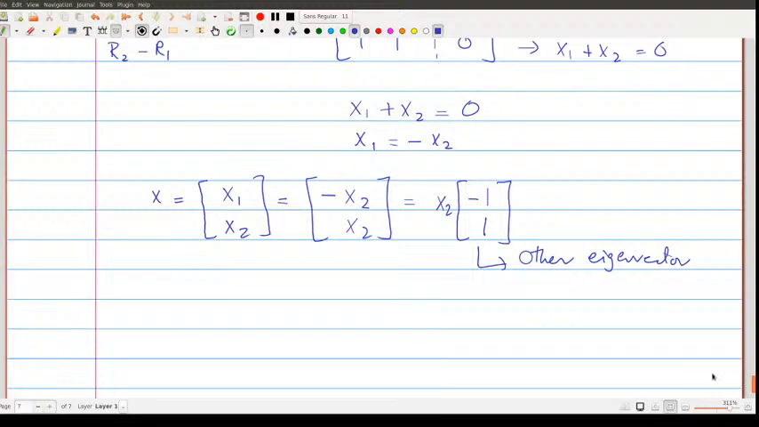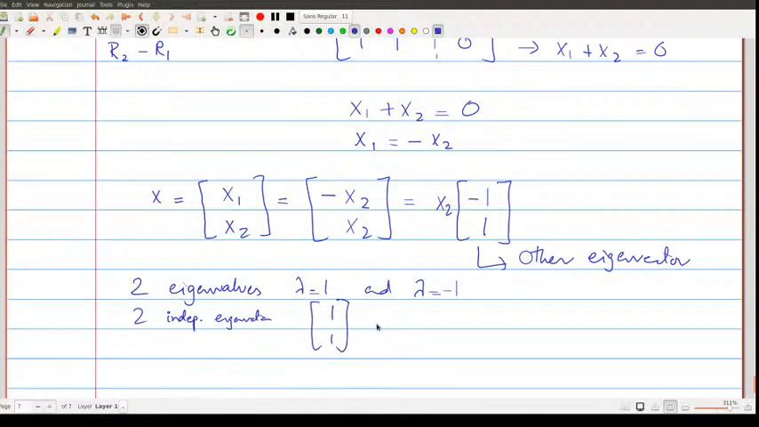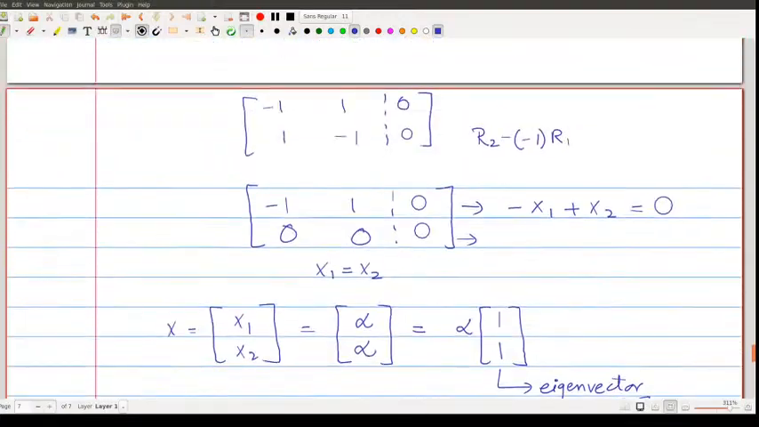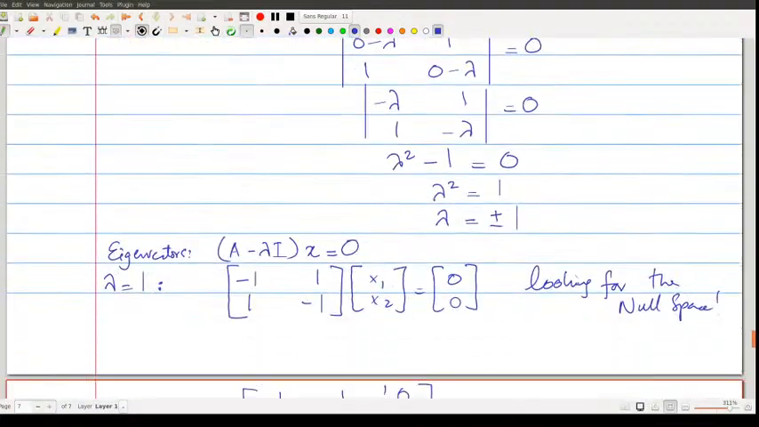So in this case, we got two eigenvalues, lambda equals 1 and lambda equals minus 1, and two independent eigenvectors, which were (1, 1) and (-1, 1). Okay, so far easy examples, nothing really happening, but we're just getting a flavor of this.